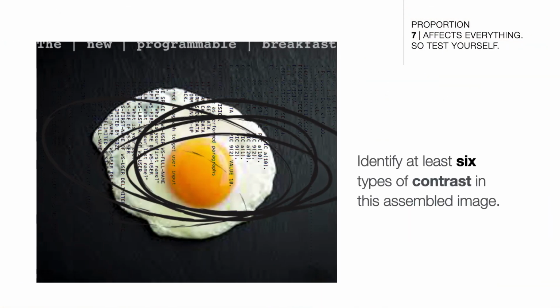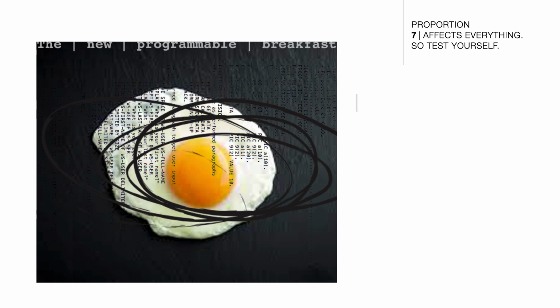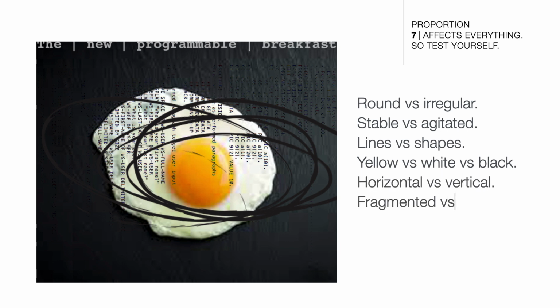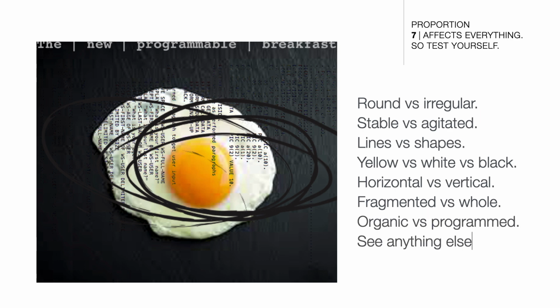Identify at least 6 types of contrast in this assembled image. Round versus irregular. Stable versus agitated. Lines versus shapes. Yellow versus white versus black. Horizontal versus vertical. Fragmented versus whole. Organic versus programmed. See anything else?